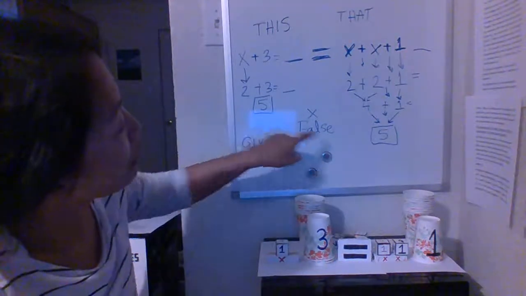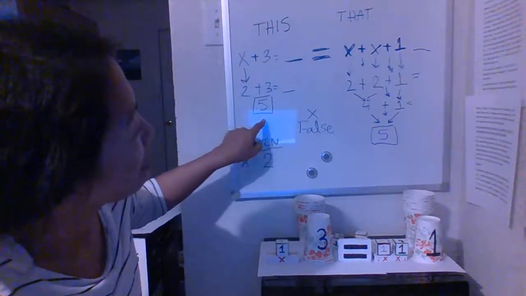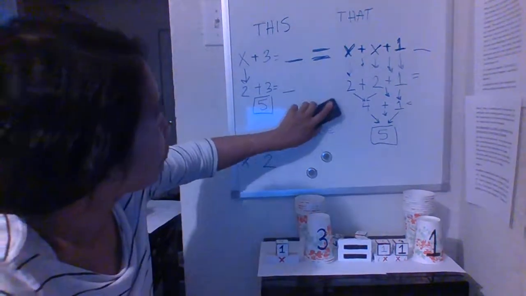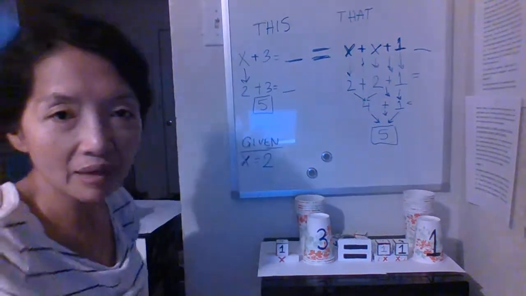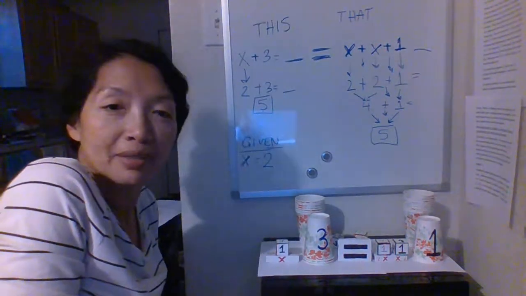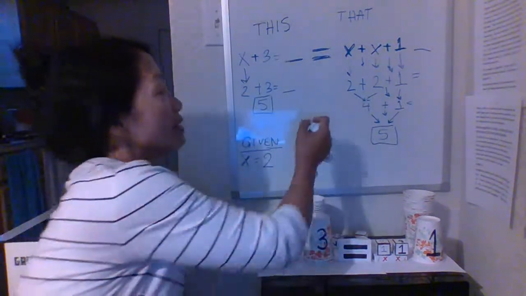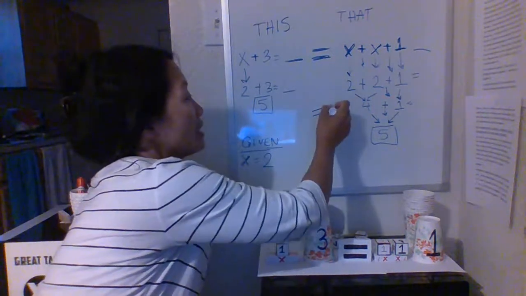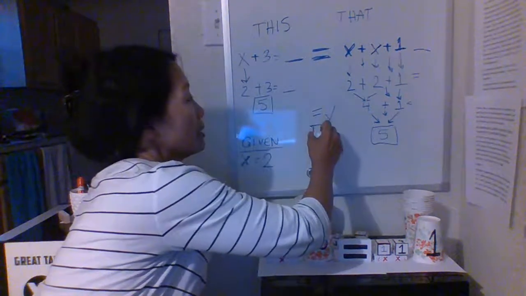So we look at our block. We look at where we stopped. 5. Does 5 equal 5? Why, absolutely, yes, it does. 5 does equal 5. And that is a true statement. Okay.